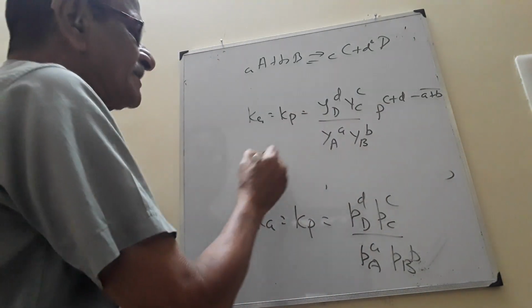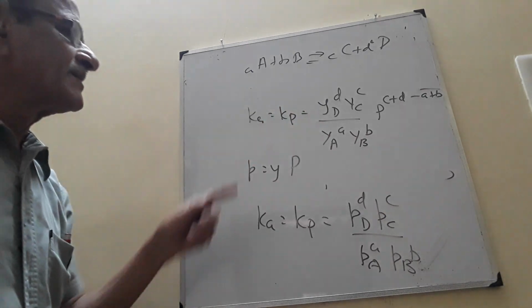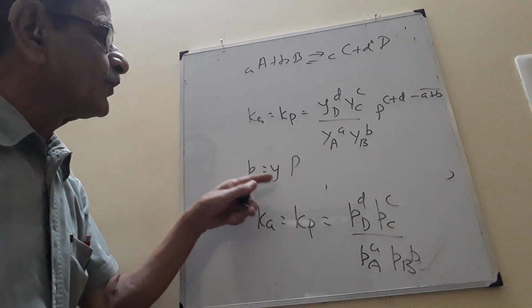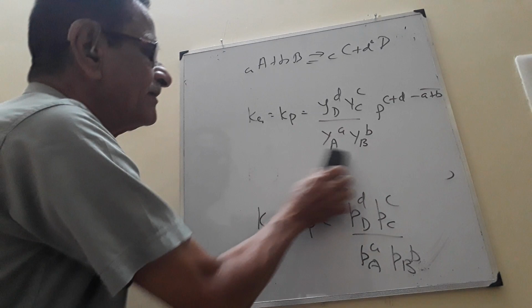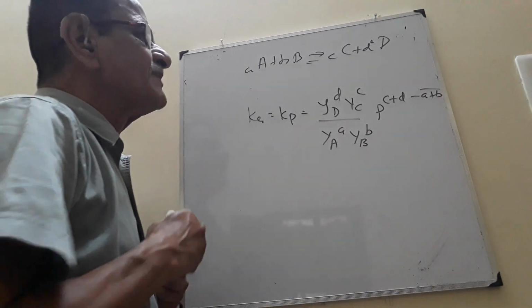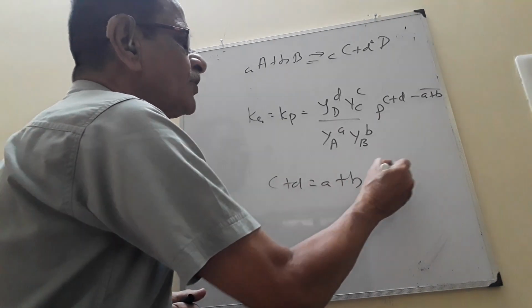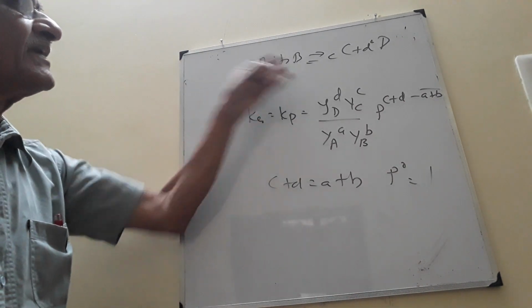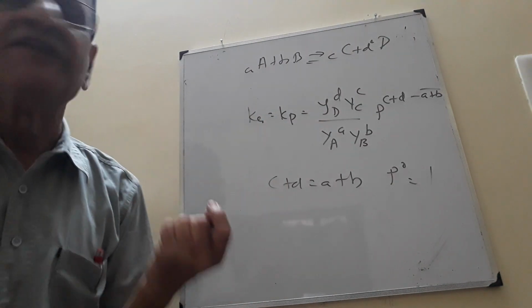How do I get this? Partial pressure is nothing but your mole fraction times total pressure. So I have written for each component Pd equal to Yd into P, and Pa equal to Ya into P. So we get this P power (c plus d minus a plus b). Now, look, if c plus d equal to a plus b, what happens? You get P power 0, that is 1. Therefore, for reactions where the number of moles on the left hand side and right hand side, reactants and products, are the same, pressure will not have any effect.